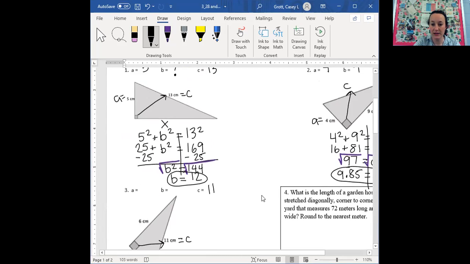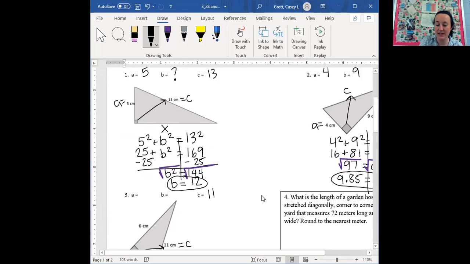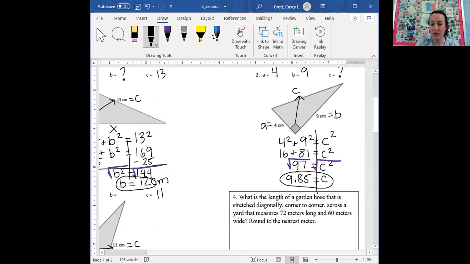Oh, and let's go back and make our answers better. Right now it looks like I have 12 elephants. It could be 12 anything. So let's put that label. We're looking at 12 centimeters. Over here, my triangle was in centimeters, so my length should have a unit with it.